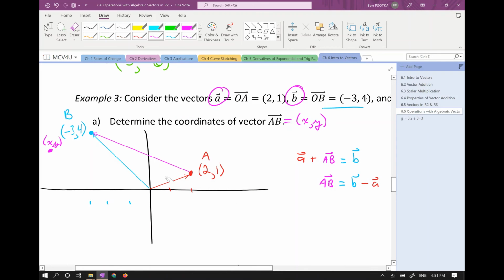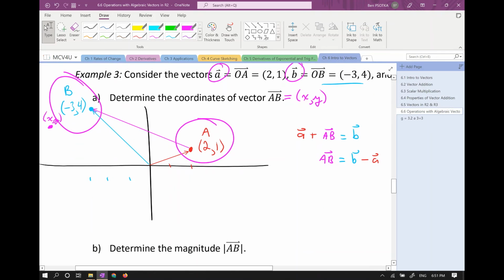If I'm trying to find vector AB, then I'm trying to find how my x-coordinate changes from point A to point B. And I'll say that again. If I'm trying to find vector AB, I'm trying to find how my x-coordinate and later my y-coordinate change as we go from point A to point B. So if I'm doing that, and you might see the connection from here to where we're going next, let's just look at the x-coordinate.